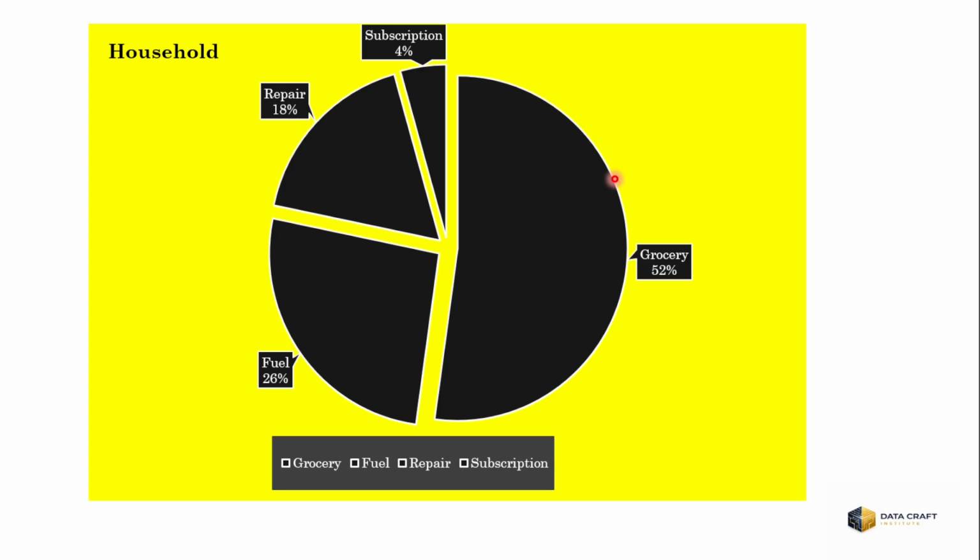Let us take an example. For example, this is the chart of your household expenses. You spend 52% on groceries, 4% on subscriptions, 18% on repairs, and 26% on fuel. Now, to arrive at this chart, you had data in raw format in the form of fuel bills, grocery bills, subscription bills and repair bills. You aggregated all that data, summed it up across different divisions, and then you prepared this pie chart.